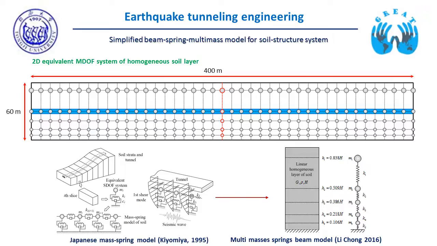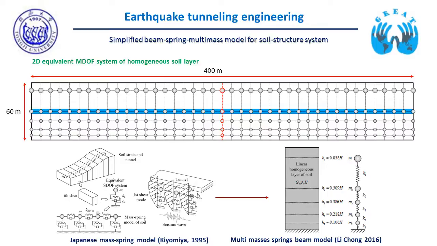A simplified beam-spring multi-masses model for soil-structure interaction, developed by a PhD student of Tongji University, has been adopted and implemented in Abaqus 2D to compare the dynamic increment of the longitudinal component of internal forces in the lining, which is a beam, in a 2D model. This model derived from the Japanese mass-spring model, which is a 1D system with 1 degree of freedom. The multi-masses model considers a number of degrees of freedom up to 10.